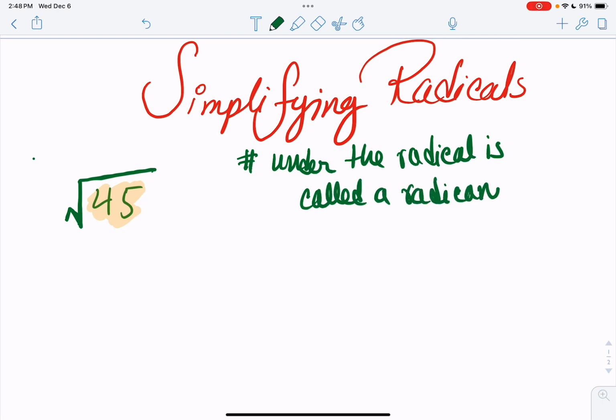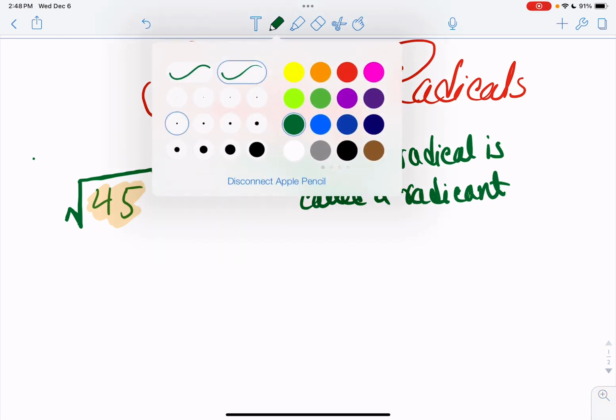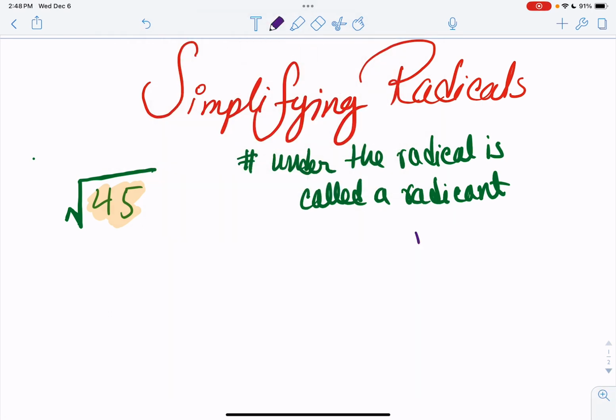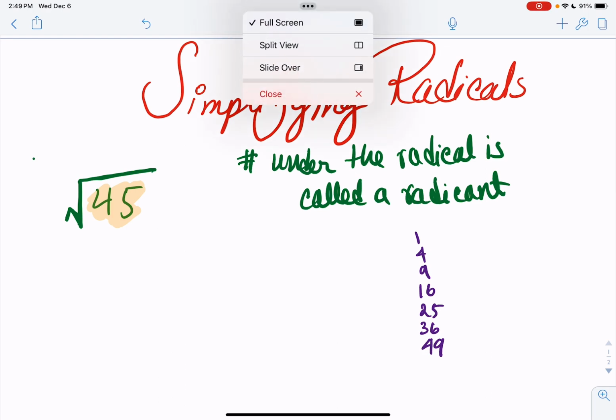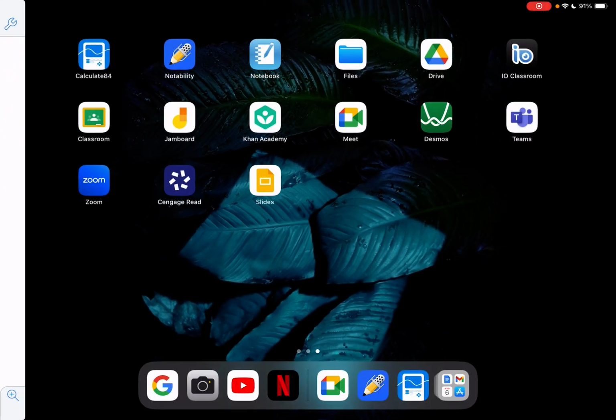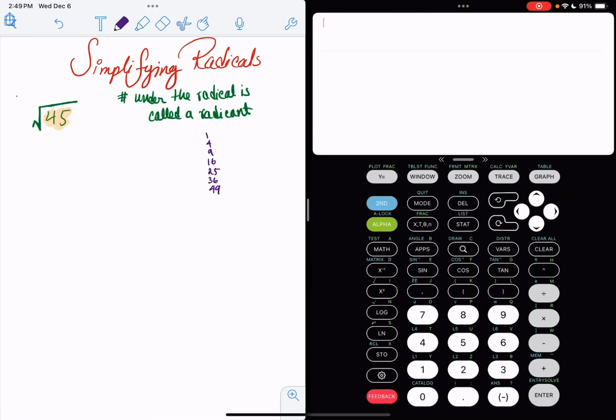Now, in order to do this, what I usually do is I list out all of the perfect squares. So let's say 1 times 1 is 1, 2 times 2 is 4, 3 times 3 is 9, 16, 25, 36, and then 49, so on and so forth. So I know 49 is too big to go into 45. I start with 36. I ask myself, does 36 go into 45? So I do 45 divided by 36, decimal, no good. 45 divided by 25, decimal, no good. So as you can see, this process takes a little bit of time.